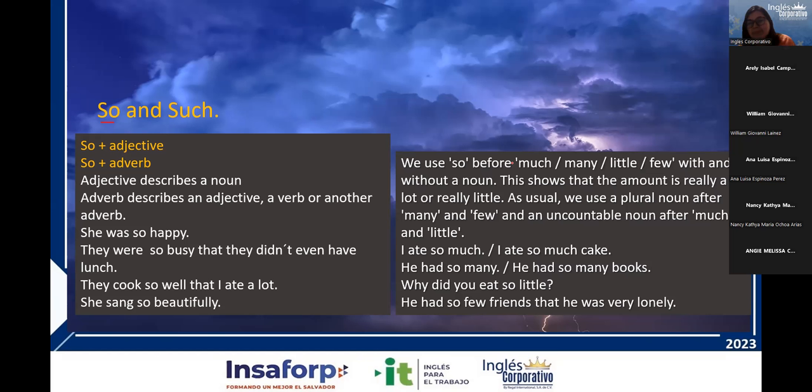Much and little are for uncountable, right? And many and few are for countable. So that's why when we use so much, we use it with things that I cannot count. And when we use so little, the same, with things we cannot count. But when we use so many or so few, we use it with countable things, right? With words in plural, things that we can count.